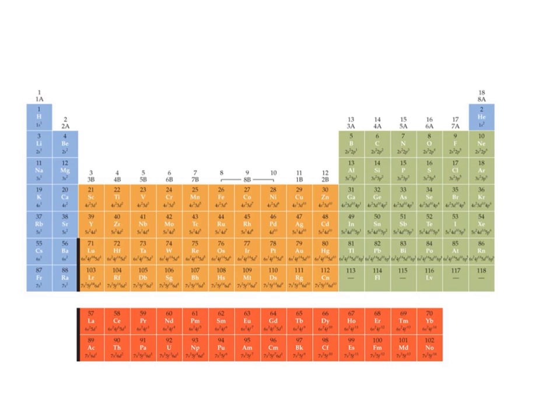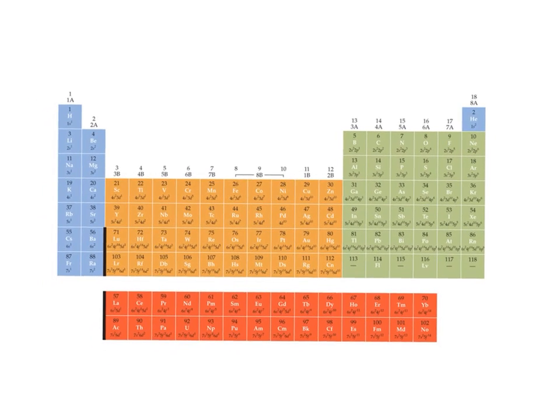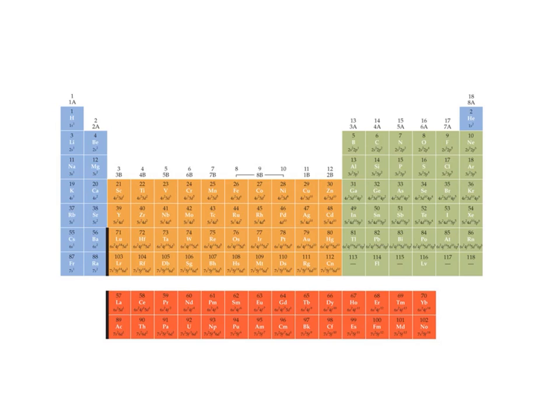Let's look at another example. And this example is going to set the groundwork for a very important concept that we want to understand and look at. Let's take a look at neon. Neon is right here. It's in the second row, and it's in column 8A.